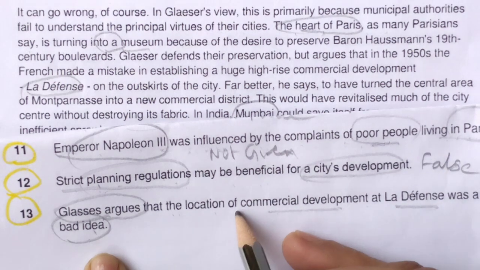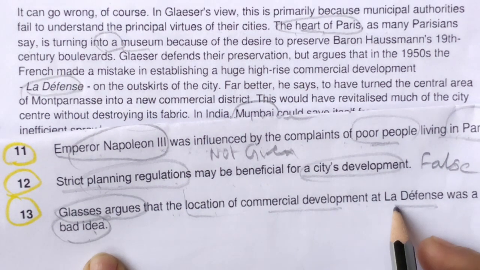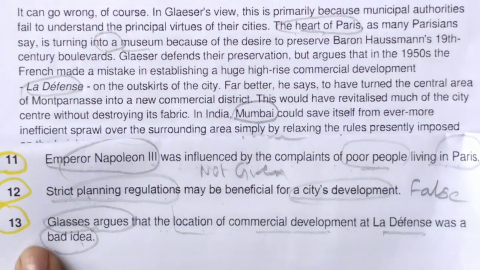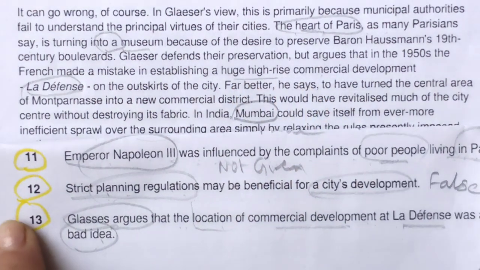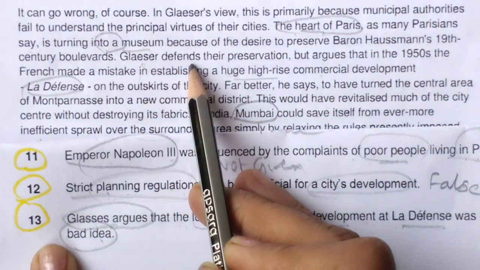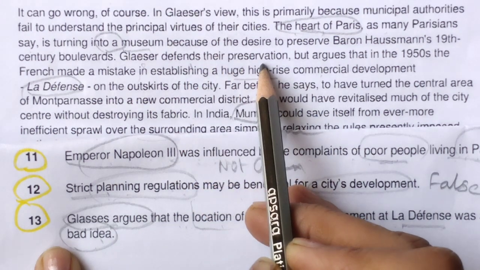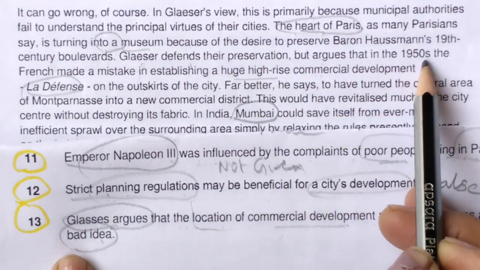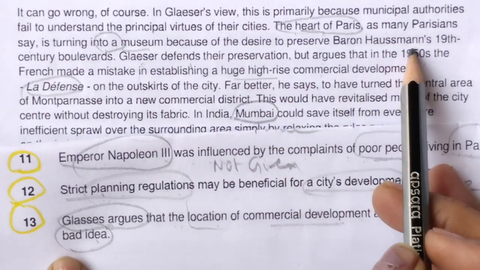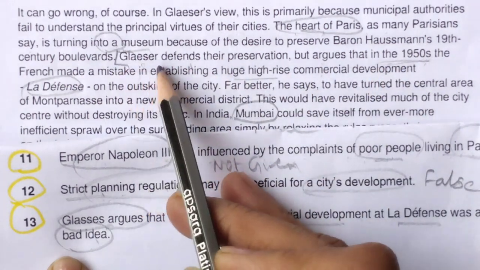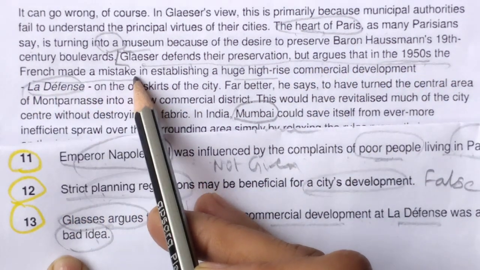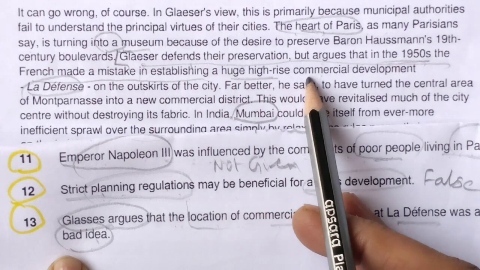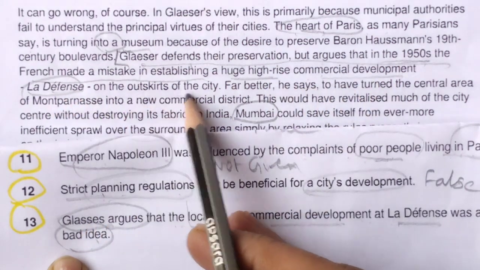And if they are not talking about the location of commercial development, whether it was a bad idea or good idea, then it will be not given. But here it is given. Commercial development is also given. So let's read it. Glaeser defends their preservation but argues that in the 1950s French made a mistake in establishing a huge high-rise commercial development, La Defense, on the outskirts of the city.